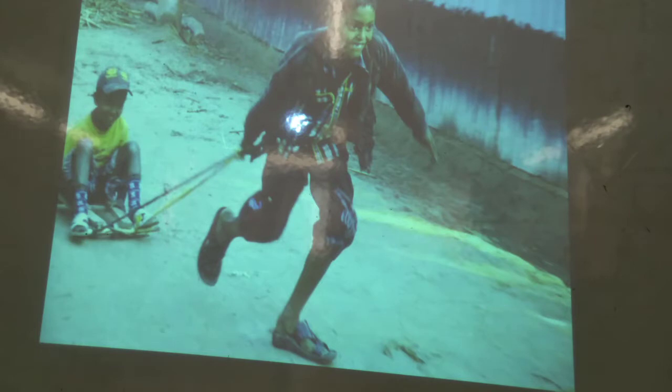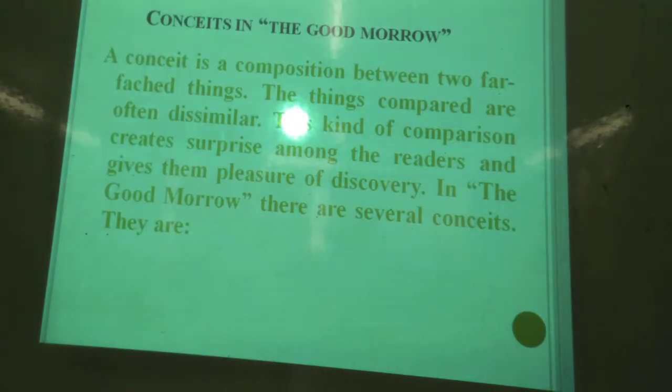Next one. So before reading, at first we are trying to analyze something else. What is a conceit? We know that Good-Morrow is considered a metaphysical poem, and John Donne is considered a metaphysical poet. A conceit is a comparison between two far-fetched things. Far-fetched. In the last class we told. Yes. These are beyond our imagination, two dissimilar things. Actually, when this type of things are compared, these are called metaphysical conceits. Okay. The things compared are openly dissimilar. This kind of comparison creates surprise among the readers and gives them the pleasure of discovery.